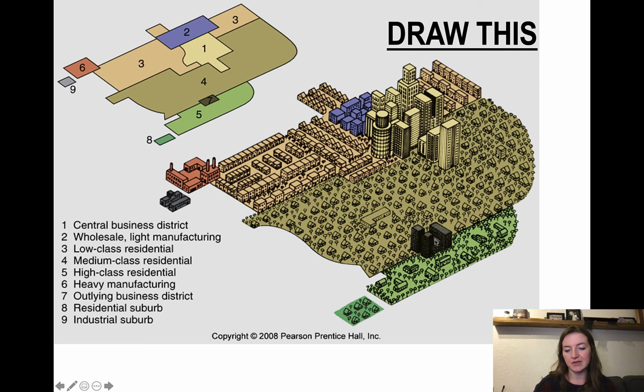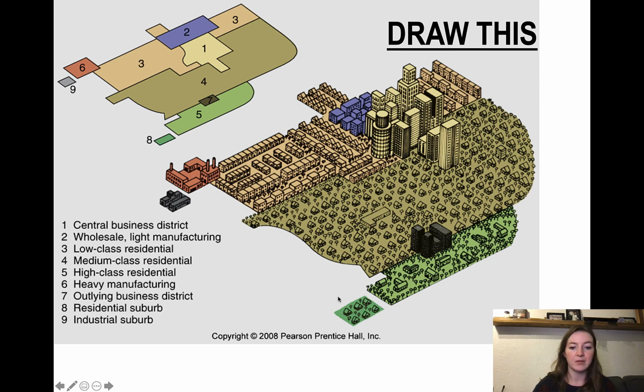So I'm going to skip number 6 for a moment. Many of our upper class, our high class residential, and even some of our medium class residential are going to work in this area. And this is number 7, the outlying business district, because sometimes you just have business happening elsewhere. You have some node elsewhere. Circling back to number 6, we have our heavy manufacture, and that's way over here, and again right next to where we have our low class housing, our low class residential.